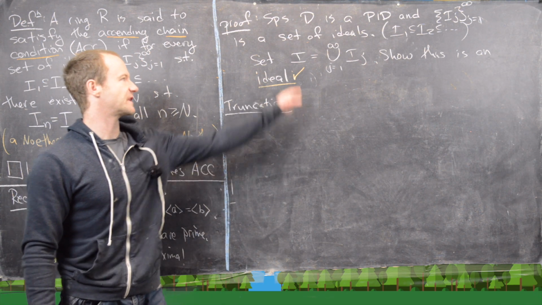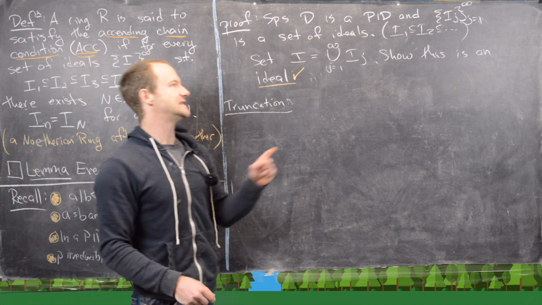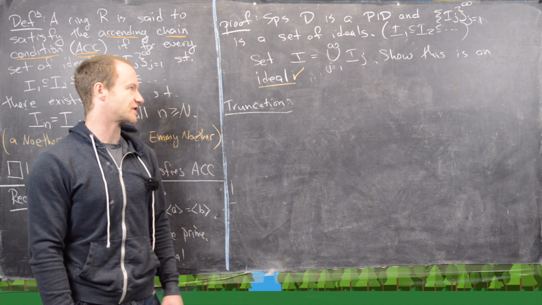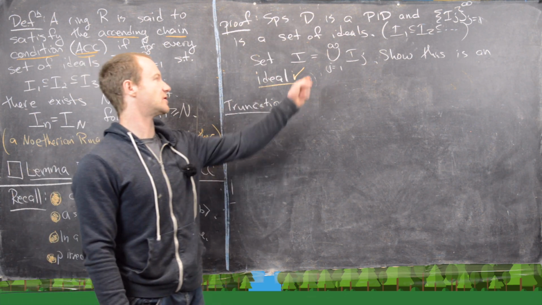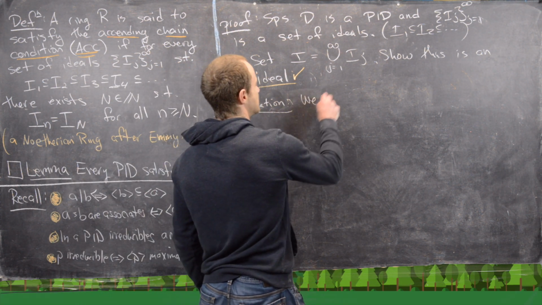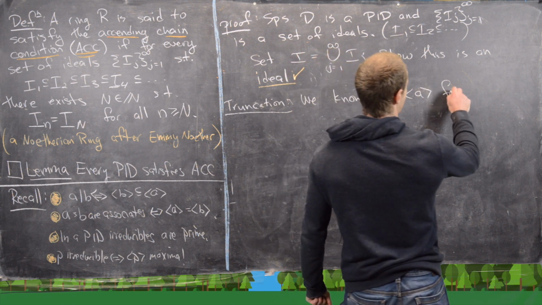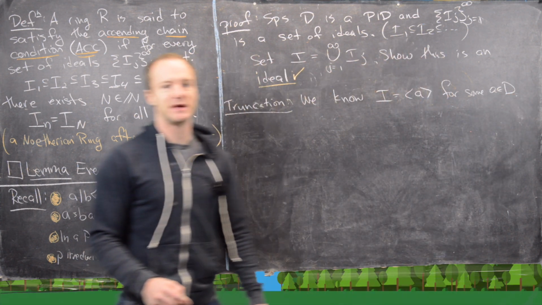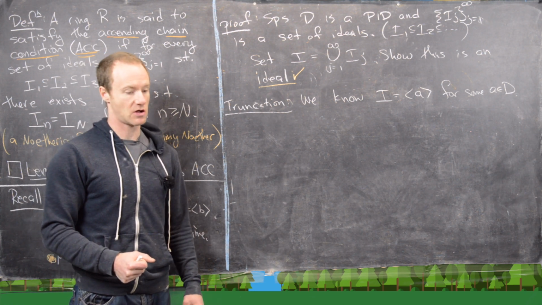Okay, we just got done showing that this structure I is an ideal. Next thing we want to show is that this being an ideal leads to this chain truncating and all of the ideals being the same after a certain point. Well, since we're in a PID, we know that every ideal is principal. In fact, that means that I is principal. So we know that I is generated by A for some A in the ring D. Again, that's because D is a PID, which means every ideal is generated by one element.